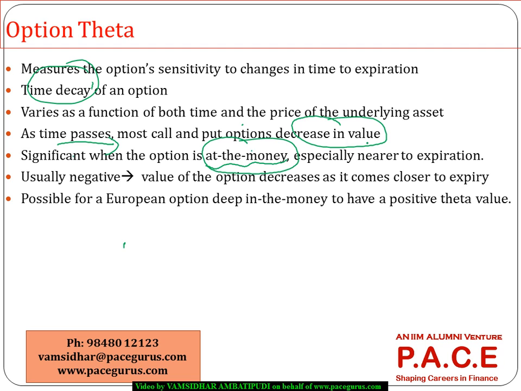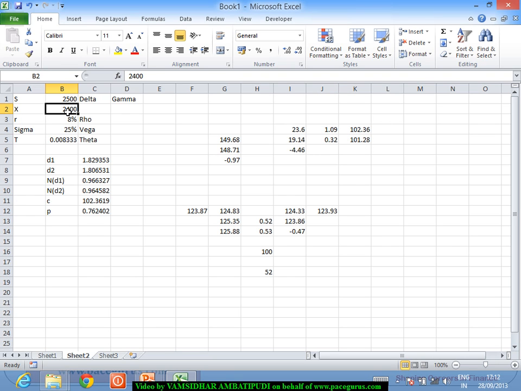So it is usually negative, as we have seen in almost all the cases. The closer we go towards maturity, the theta of the call option as well as the put option, both of them will keep coming down, which means the theta is generally negative itself. But there is a possibility for a European deep in the money option. Probably instead of 2.4, I make it 2000 deep in the money. There is a possibility of a very small positive value to come up.